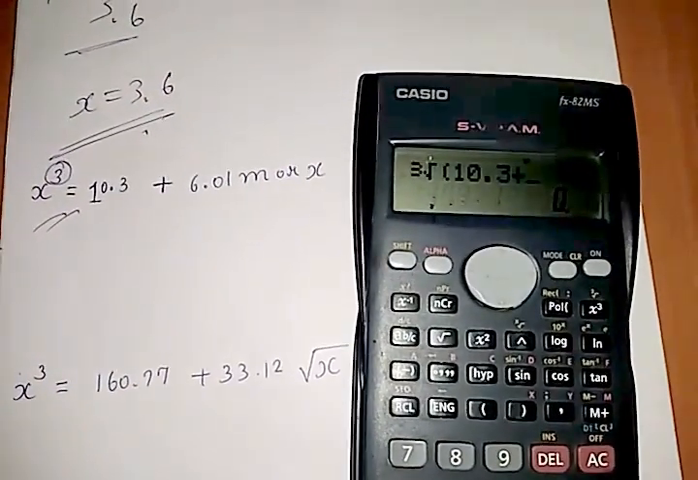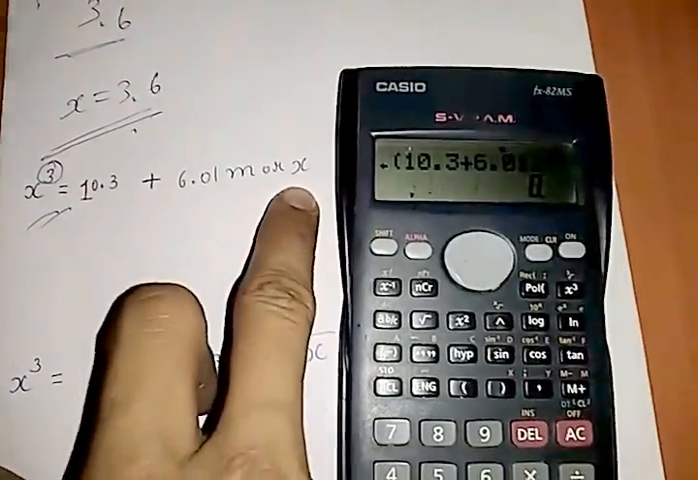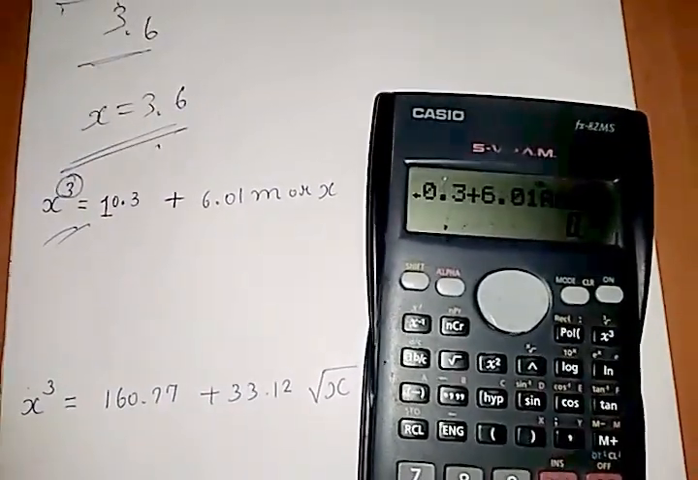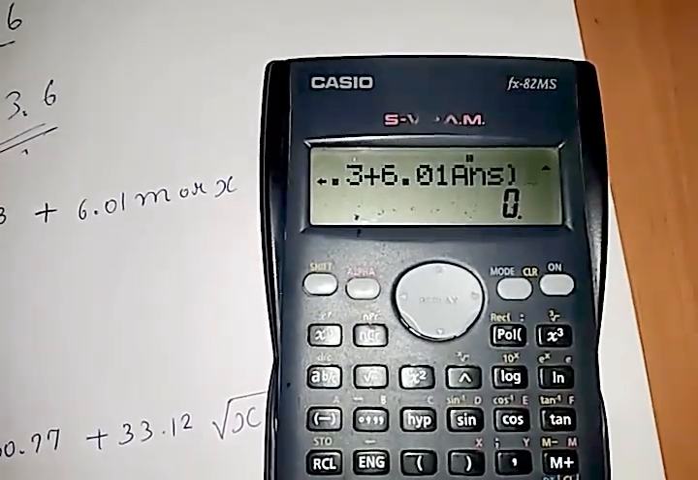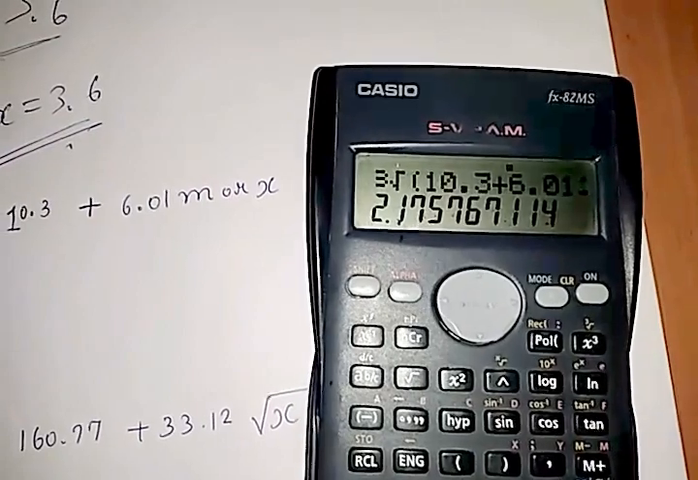10.3 plus 6.01, and here we have to find the x, which is the answer. So put answer and close the bracket and give equal to, and press equal to till then you get the first three values constant.